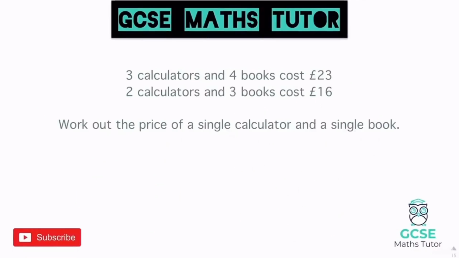Okay, so we've got some worded equations here. 3 calculators and 4 books cost £23, and 2 calculators and 3 books cost £16. Work out the price of a single calculator and a single book. So we have to create the equations ourselves here. So let's have a look.